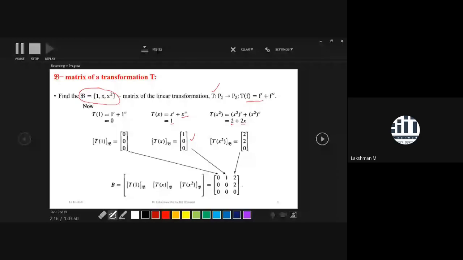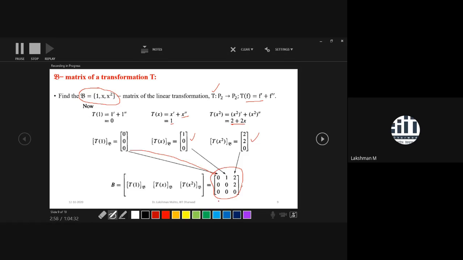So we are writing in a systematic form in order to get the ordered basis coordinate. What is the coordinate of the image of x square? 2 times 1, that means 2, and 2 times x, that means 2, and 0 times x square, so 0. So this is the coordinate vector of the image of x square. Put the coordinate of image of 1 as the first column, coordinate of image of x as the second column, and coordinate of image of x square as the third column. Then you are getting this matrix. This one is the desired matrix.